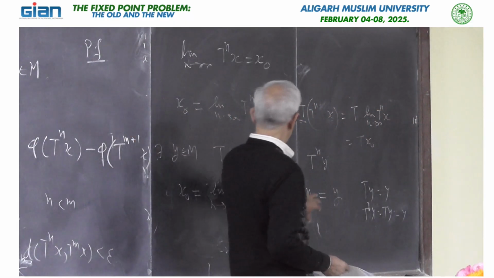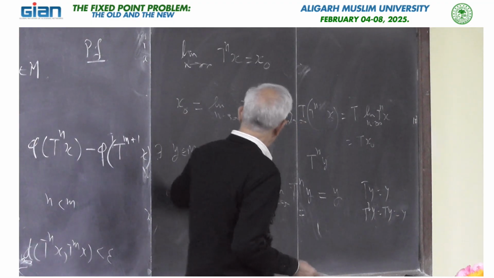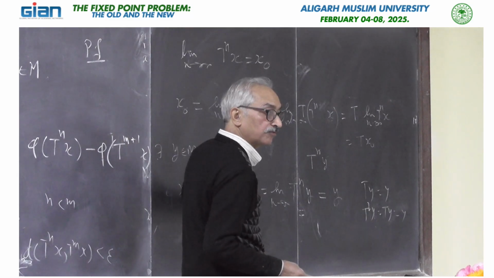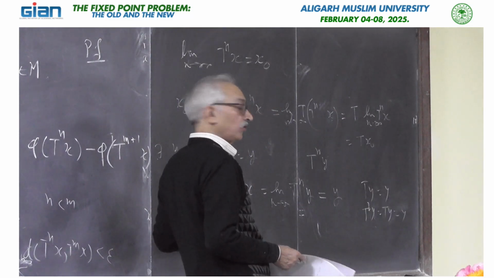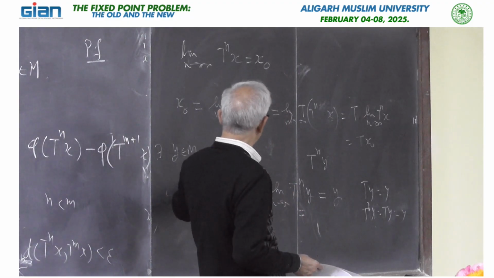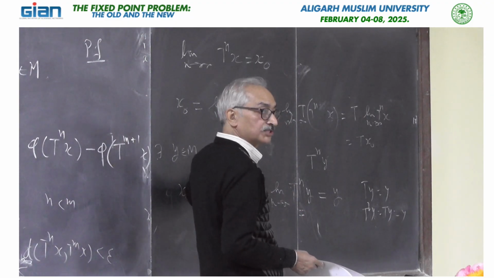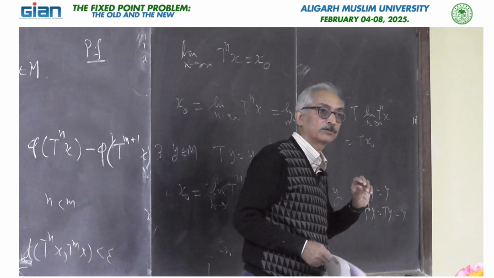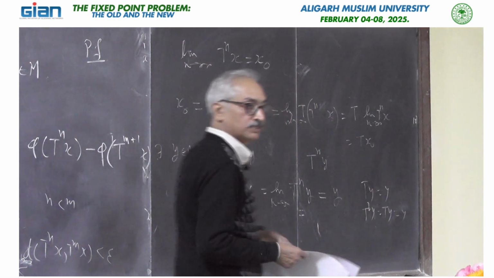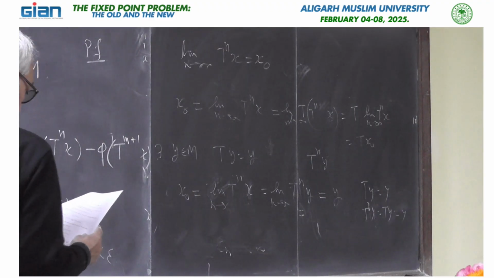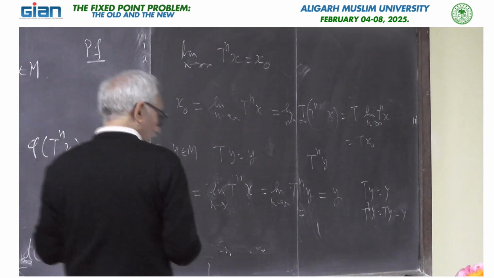So by this process we are showing that you start with anything, and when you generate this sequence Tn of x, it goes to x0. And on this part, because it is a constant sequence, it is actually going to y. So both the limits must be x0. Now, the rate of convergence.